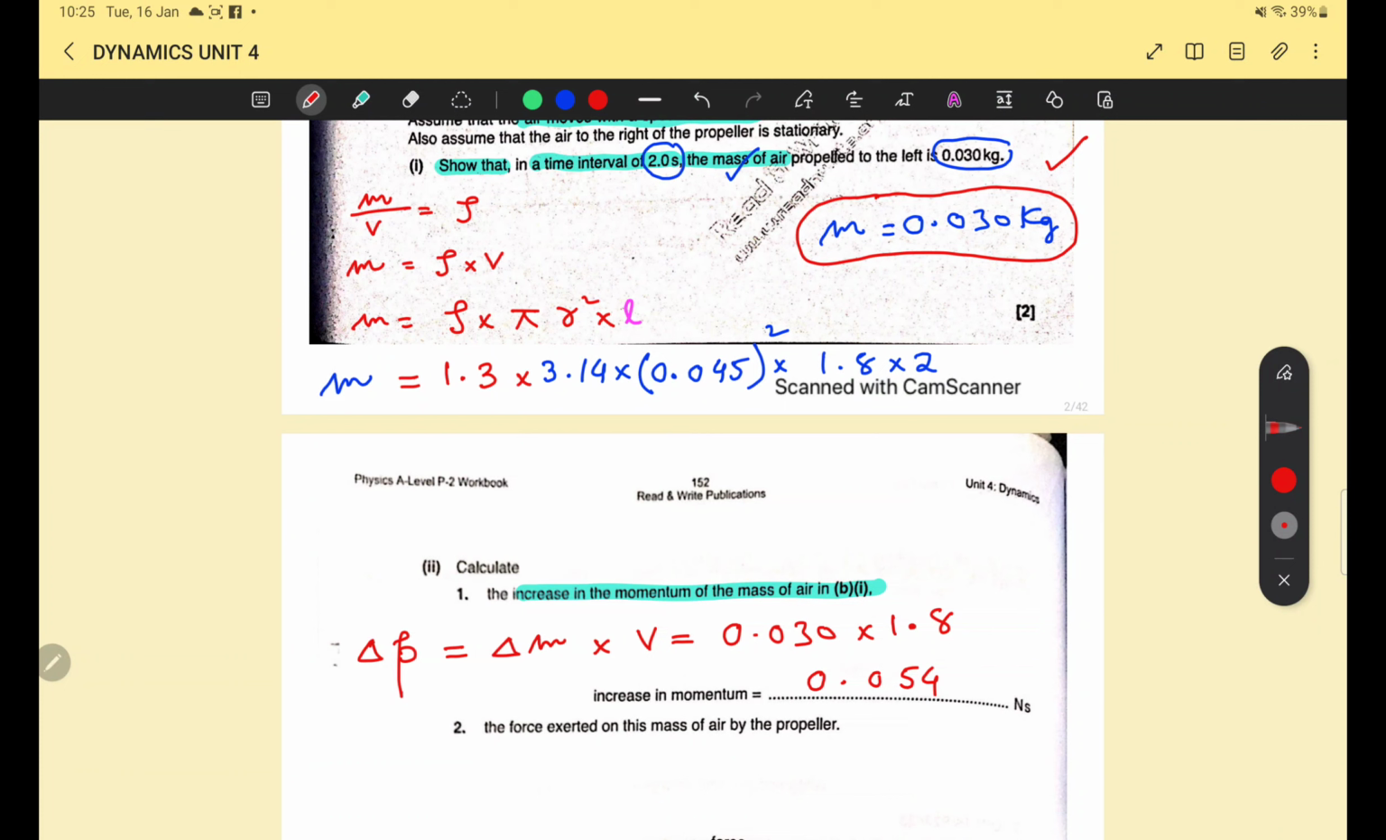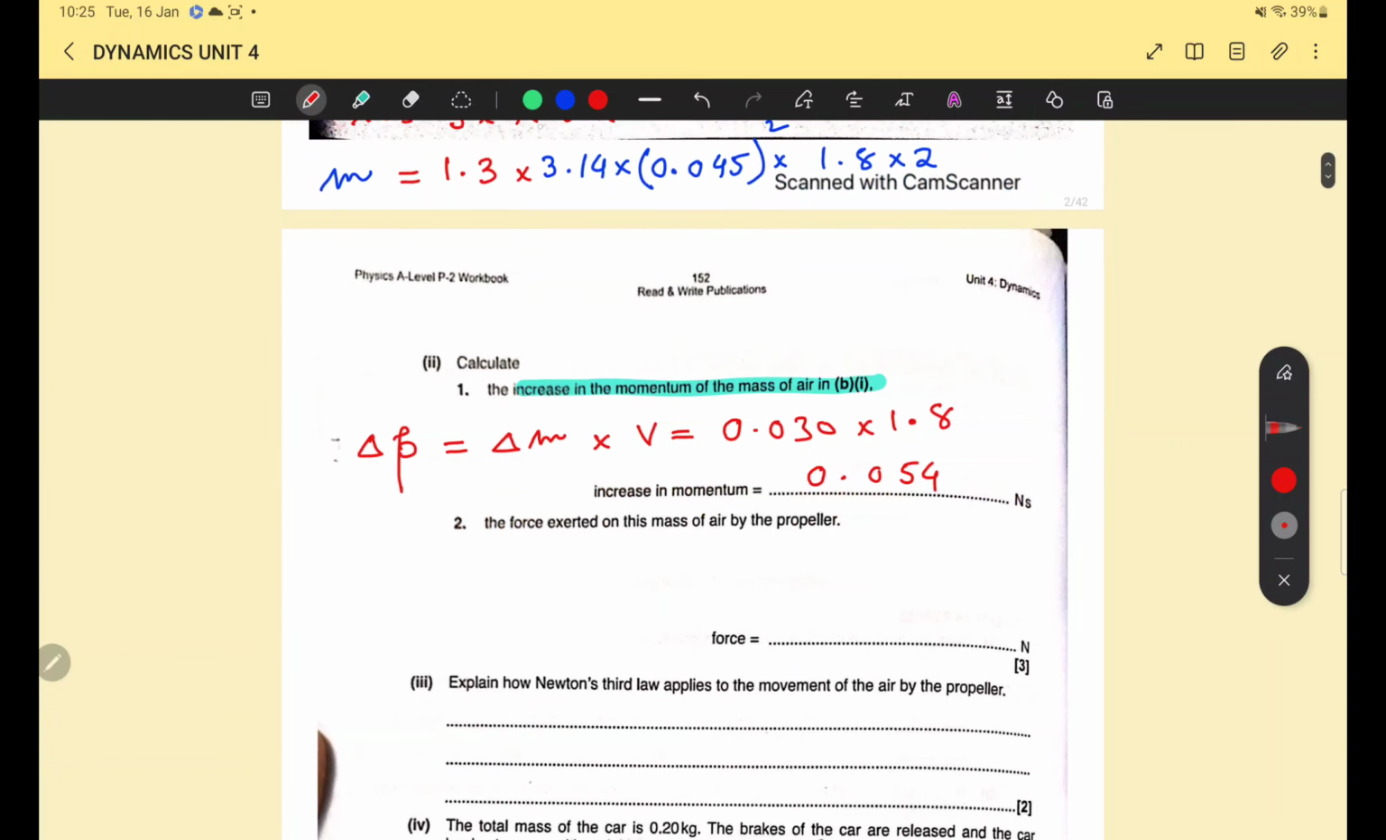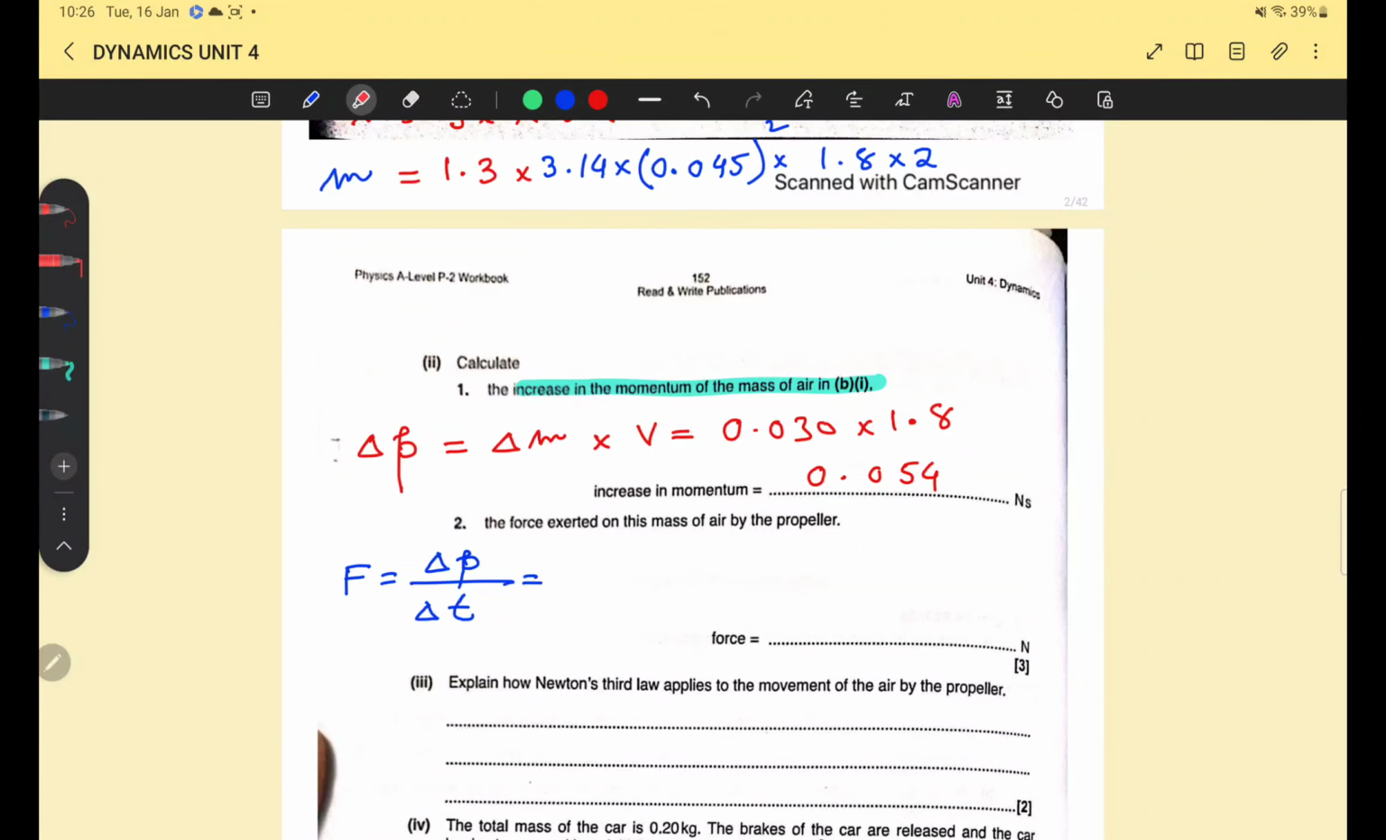So it will be the change of momentum. Speed remains constant, mass is thrown out, so mass 0.030 is constantly thrown out by the propeller. And now they are asking for force. But as I stated, force is the rate of change of momentum.